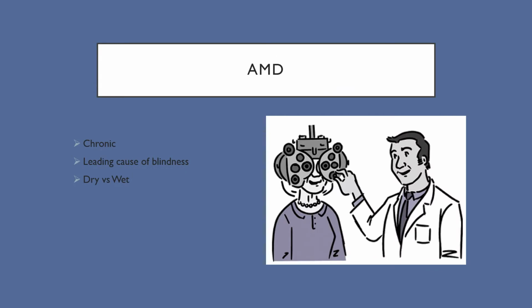Okay, let's move on to the specifics of AMD. AMD is a chronic condition. In the Western world, it is one of the leading causes of blindness in the elderly. We can classify AMD into two groups, dry and wet. This is an important distinction to make as your management will differ accordingly.